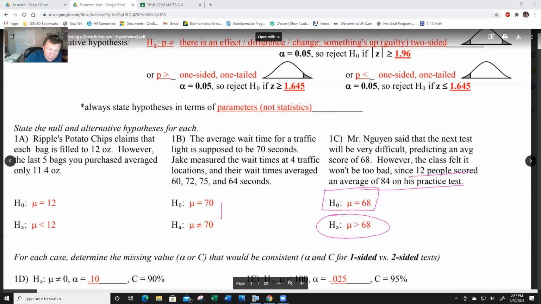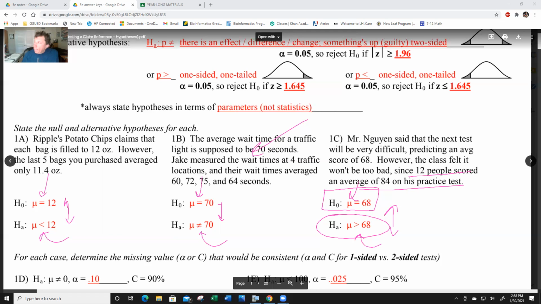Notice on all of these, in H0 and HA, the numbers are the same every time. The first symbol is always equal to, and the second is going to be something in context of the problem. I have a less than, a greater than, and a not equal to. Item B, I'm not sure really if it's less than, greater than, or not equal to. And if you're not sure, that's why you put not equal to. Okay, so that is how you do that.